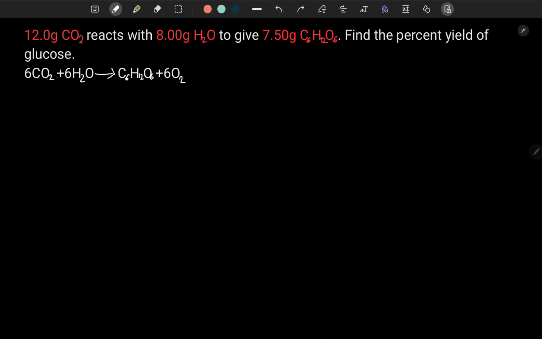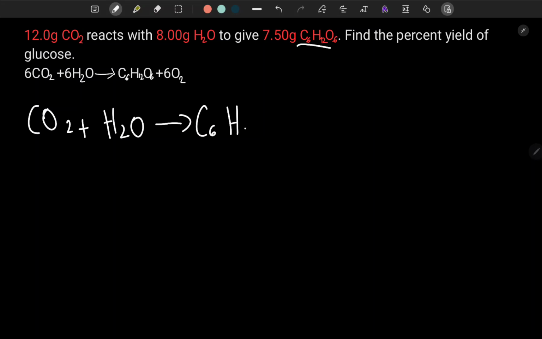And let's say in your question, you're not provided the chemical reaction. So we can just find the chemical reaction. Let's just ignore this for a while. So we know that there's CO2, which reacts with H2O, and that gives you C6H12O6. And let's just balance this, okay?